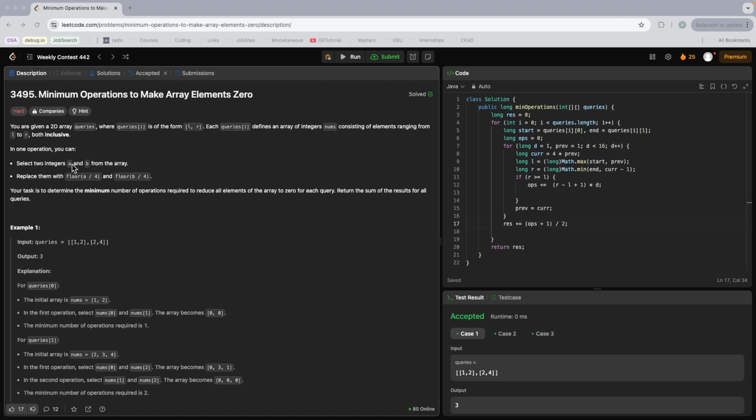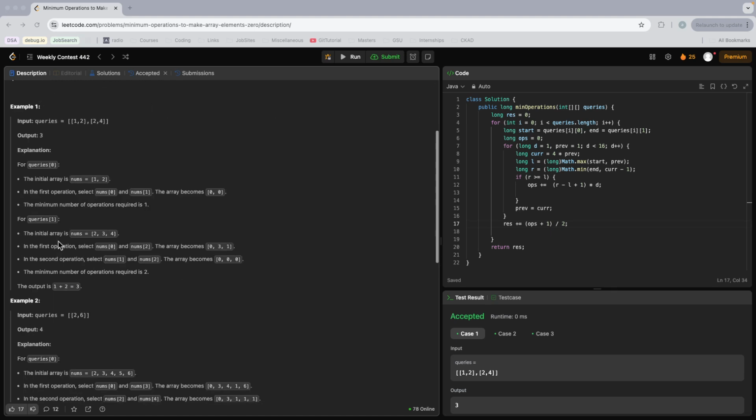That's the array. And from this array, you can take any two elements and replace them with floor of A by 4 and floor of B by 4. Now you're supposed to get the minimum number of operations required to reduce all elements of the array to 0 for each query. So let's go through the example that they've given.